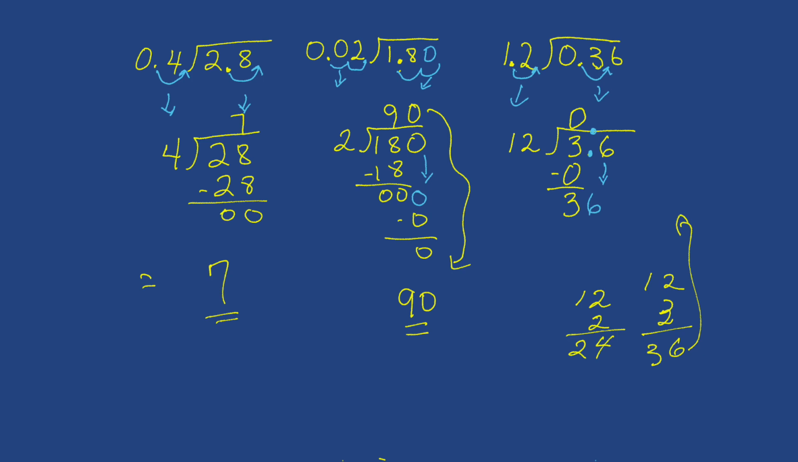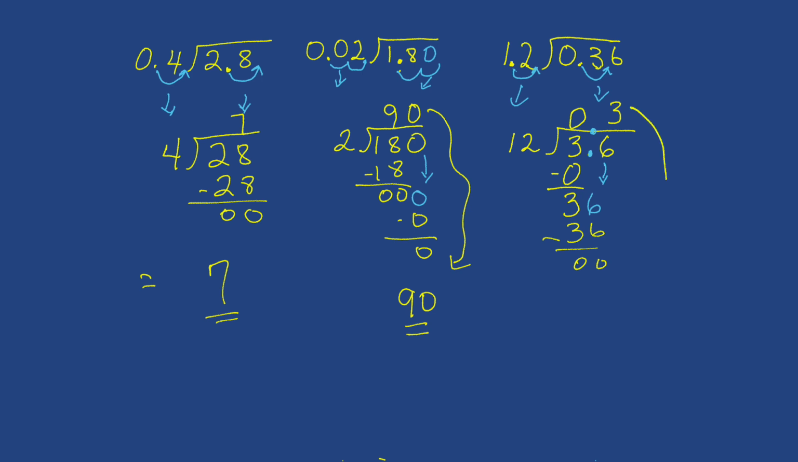Your answer is then this 3 will go there, which is 3, and this 36 goes here, like that, and we subtract, and we have no remainder, and the answer is 0.3.